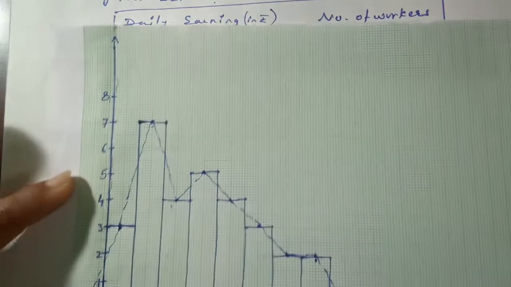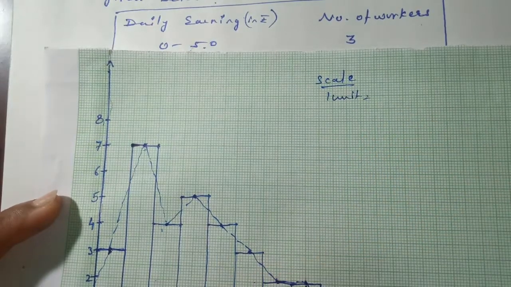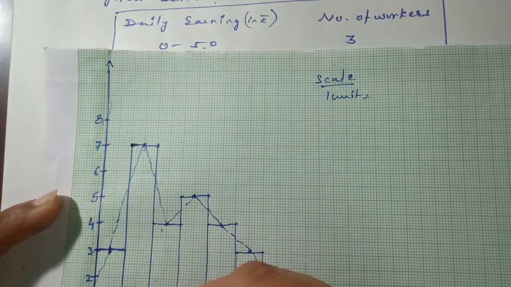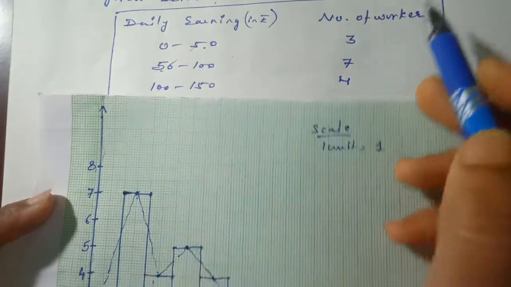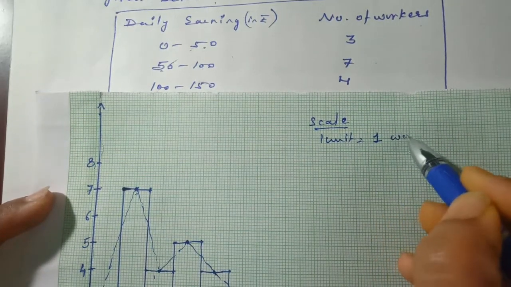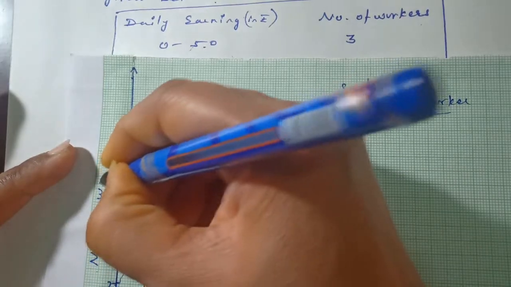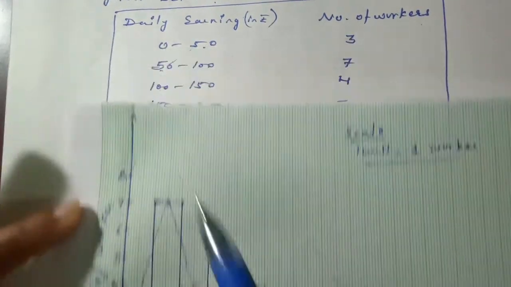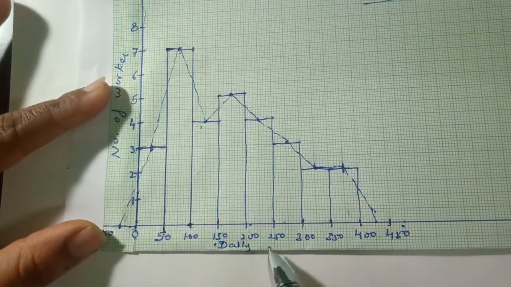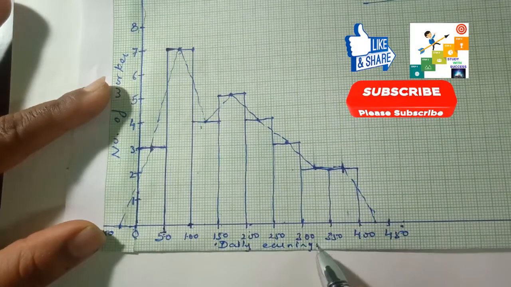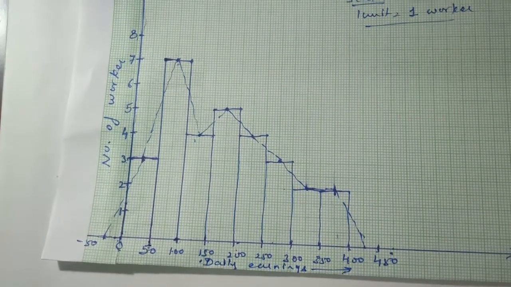So this way, students, you can draw it. Here you have to write the scale. What scale are you using? Since we have taken 1 gap, and 1, 2, 3 are the next numbers, 1 unit is equal to 1 worker, which is what they are showing, the number of workers. Here we can write number of workers on the y-axis. And what is the x-axis showing? Daily earnings. So here we can write daily earnings. This way, students, you can plot the histogram and the frequency polygon for the given data. Thank you.